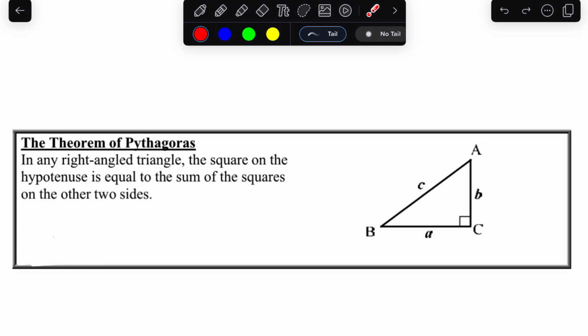Now, the Pythagoras theorem is a theorem for calculating one of the sides. If you are given two sides and you are looking for one side, you can use the theorem of Pythagoras. Now it says here, in any right angle triangle, the square on the hypotenuse is equal to the sum of the squares of the other two sides. This simply means the formula. It says the square of the hypotenuse, guys. The side that is opposite the 90, we call the hypotenuse.